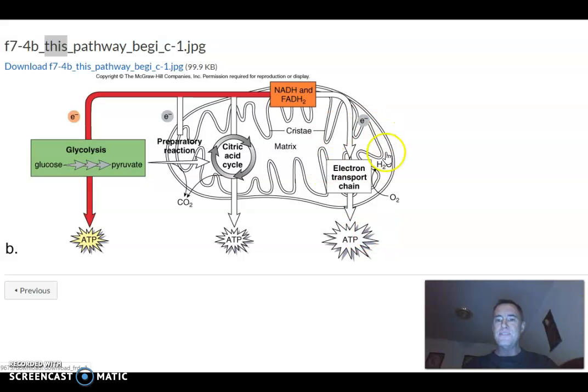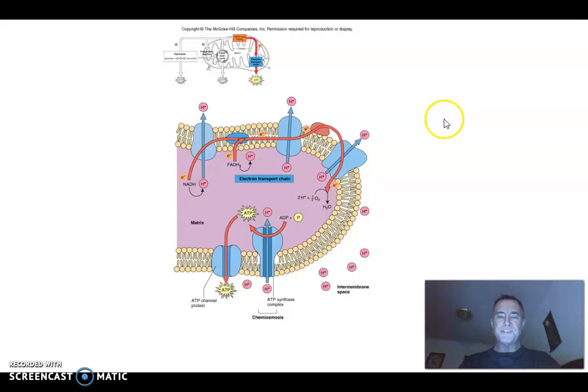But here's this next step that we're getting ready to go over. This is where our major payoff is. This is where we're going to get the majority of ATP and why having mitochondria is an advantage for us. Okay, here's our last step, which is actually called oxidative phosphorylation, even though it occurs at something called the electron transport chain, which is very descriptive of what's happening.